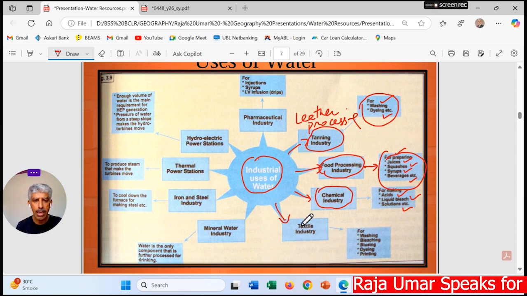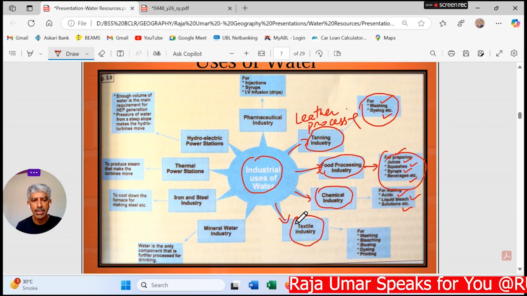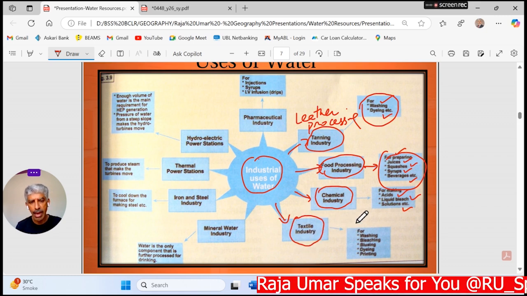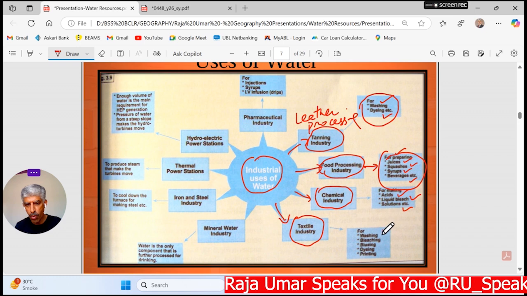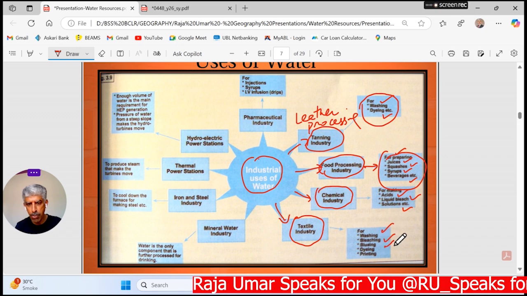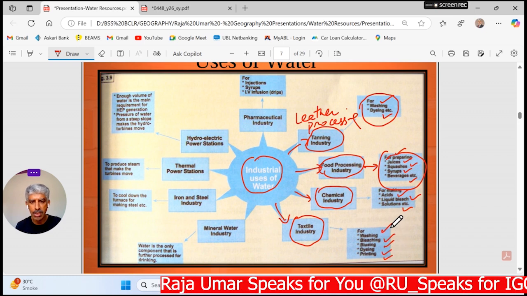And then here we are in the very important industry, that is the cotton textile industry of Pakistan, and water is being consumed for washing, bleaching, bluing, dyeing, and printing processes.